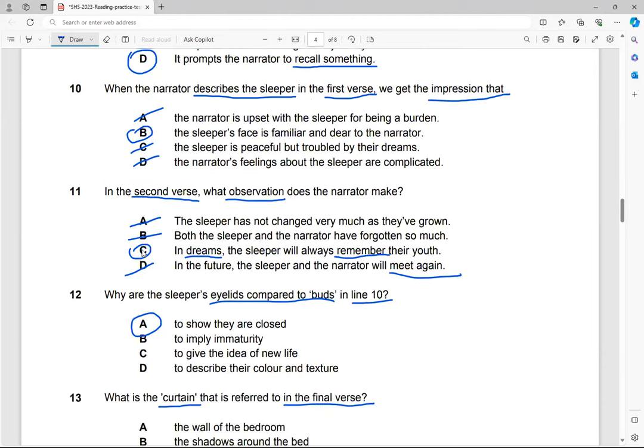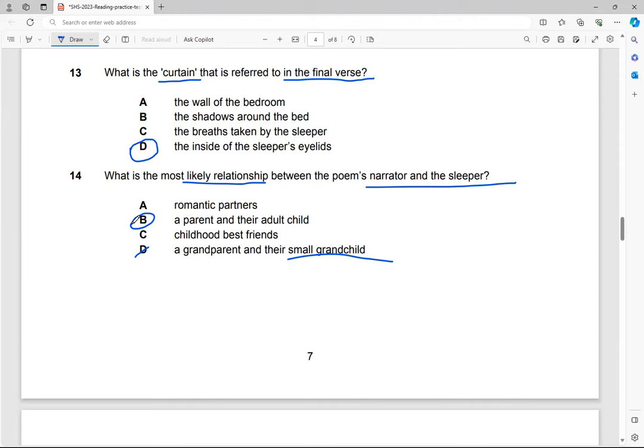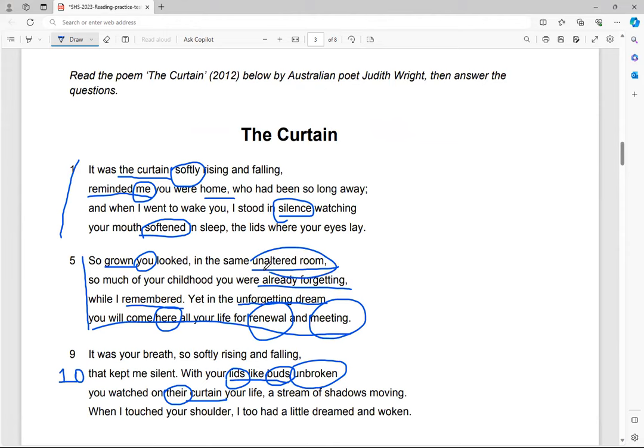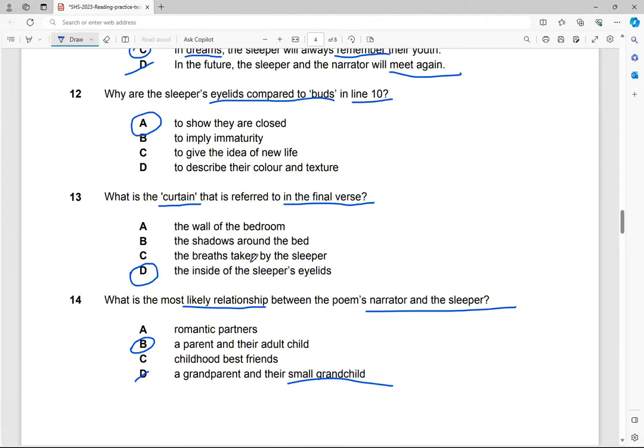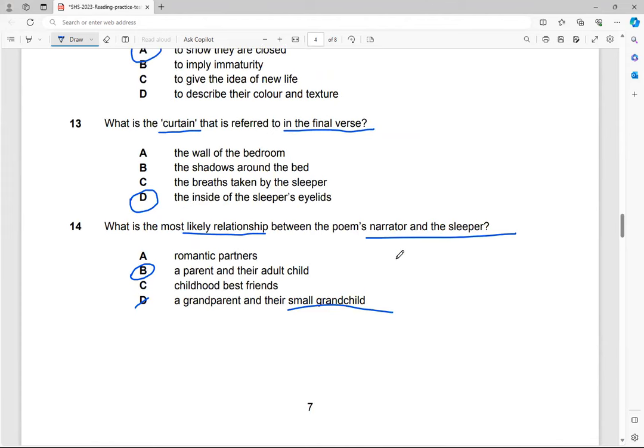So B is the option that best matches what we found, that the relationship between the sleeper and the narrator is of a parent and their adult child, because we see that the parent, or the narrator, is reminiscing on the sleeper's childhood. They're thinking about how the sleeper can always come back home to remember and meet the narrator in their childhood bedroom, right? So for 14, B is the option that best makes sense.